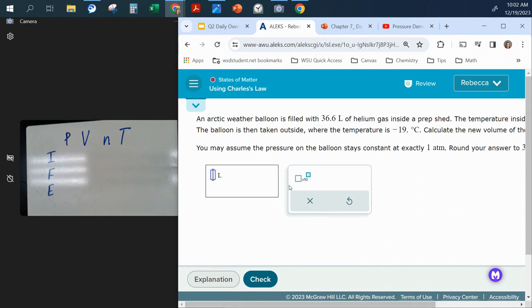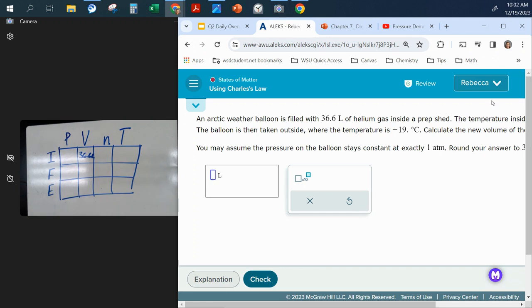So this is the balloon problem. So this is what we're going to do for the balloon. We have a balloon in a shed, and this is our volume. Remember, volume is in liters. So that's our initial volume. We start with 36.6 liters.